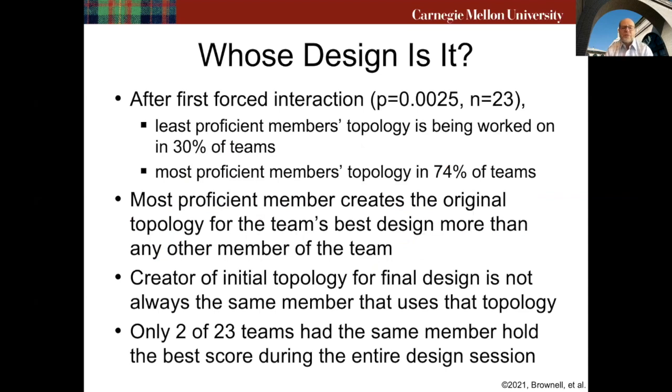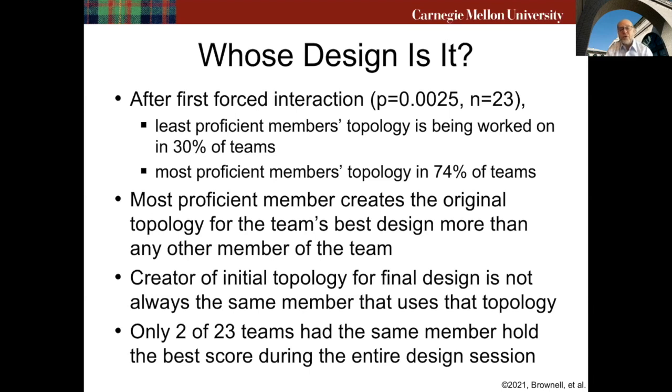Is it that the best members are just creating the best designs and that's it? It actually is not the case. After that first interaction, the least proficient member's topology is being worked on by about 30% of the team, and the most proficient member's topology by about 74%. These numbers don't add up to 100, by the way, because there are multiple people on teams. So certainly the proficient member's topology is being worked on quite a bit.